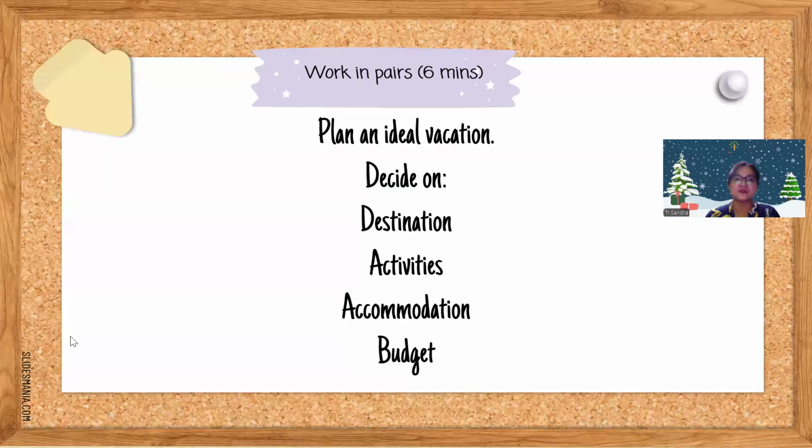Okay, so this time, I want you to work in pairs. Later, I will put you into a breakout room, okay? You have to plan an ideal vacation. You have to decide on destination, activities, accommodation, and budget, okay? So wait for a while now, because I don't have any assistant, so that's why I need to do it on my own.